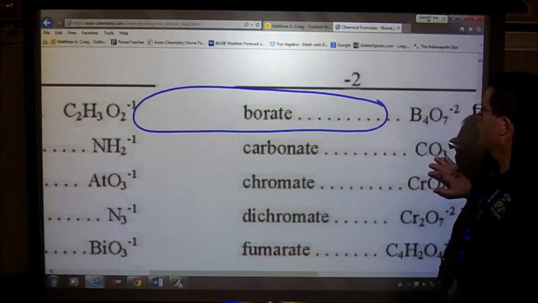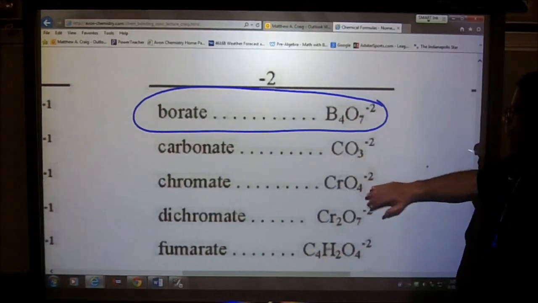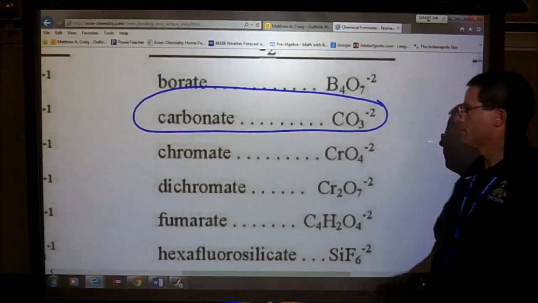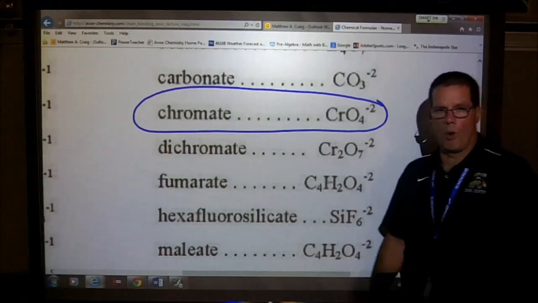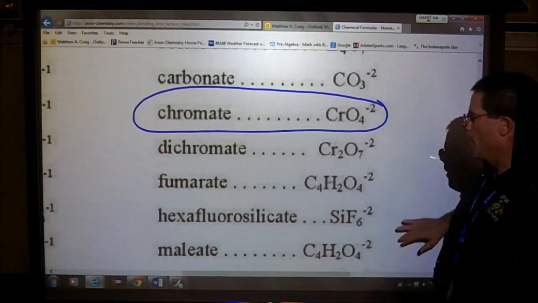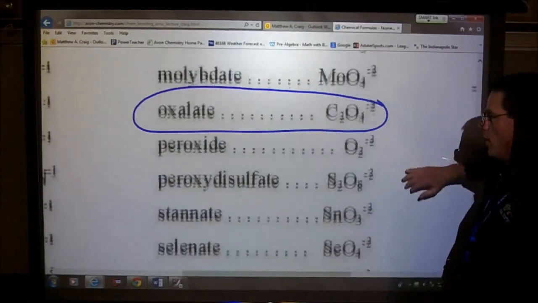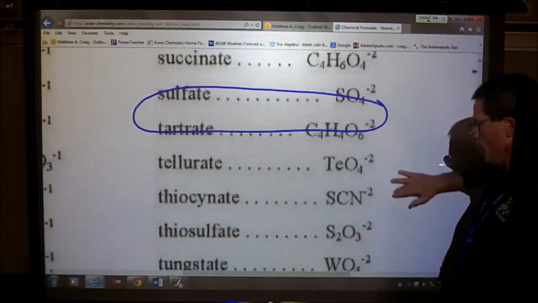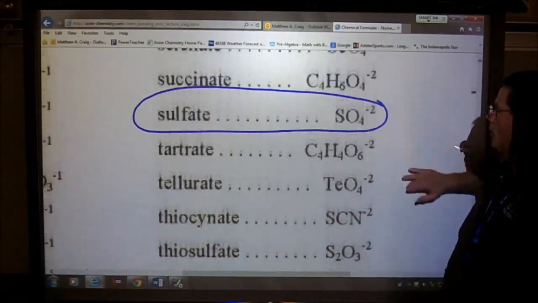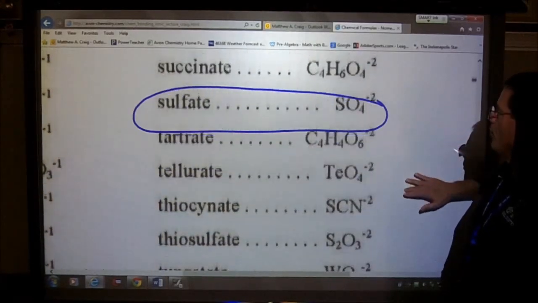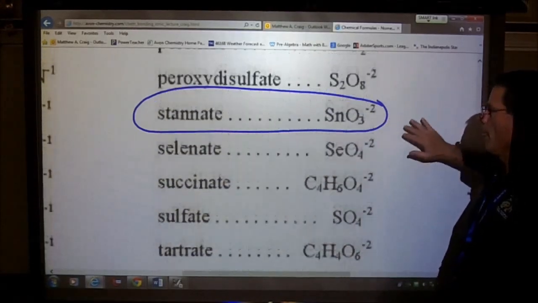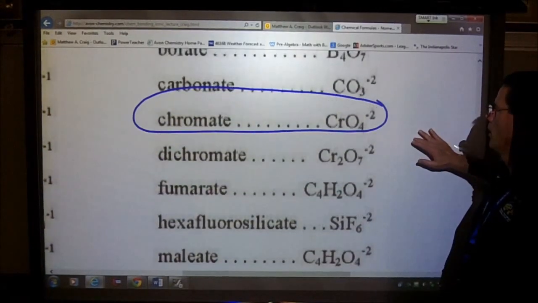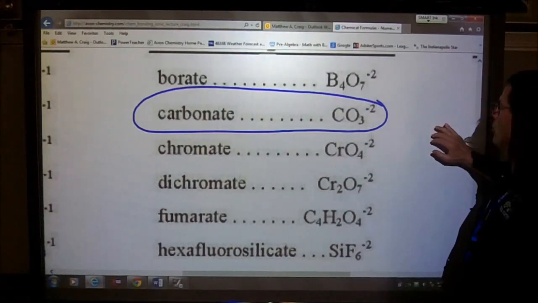All right, so let's look at the -2 charges, the ones that I want you to know. The first one from the -2 column is carbonate, CO3. The next one is chromate, so there's 2 there. And then the third one is sulfate, SO4 with a -2 charge. So there's 3 out of that one. So again, the 3 that I want you to know from -2: sulfate, chromate, CrO4 with a -2, and carbonate, the -2 charge as well.